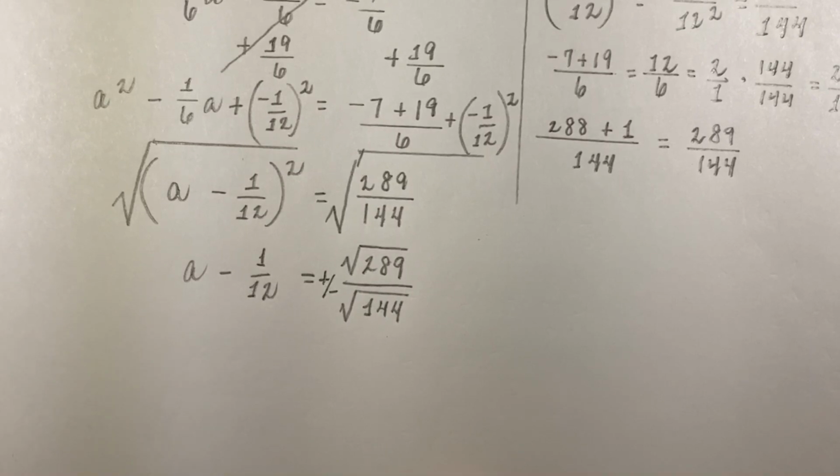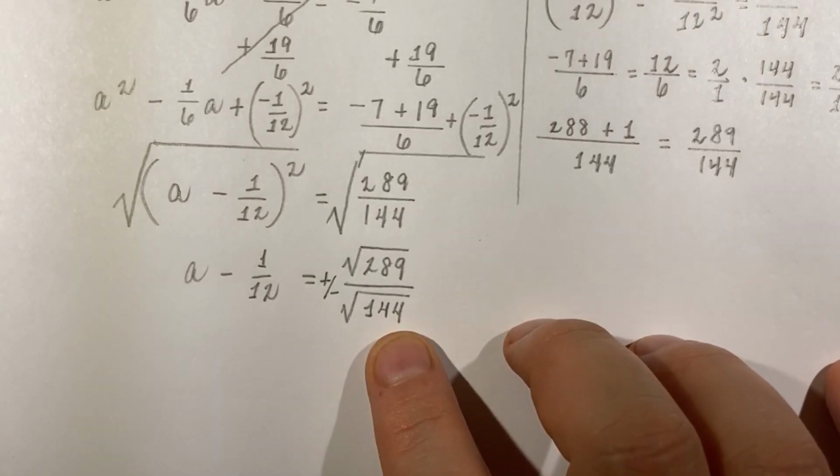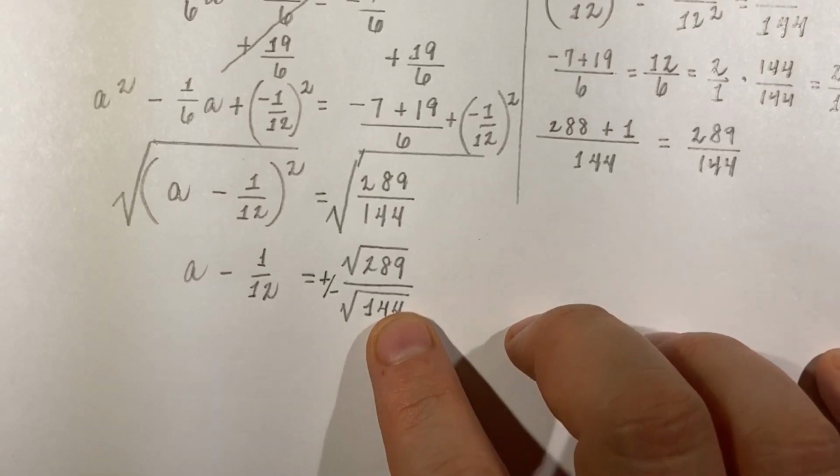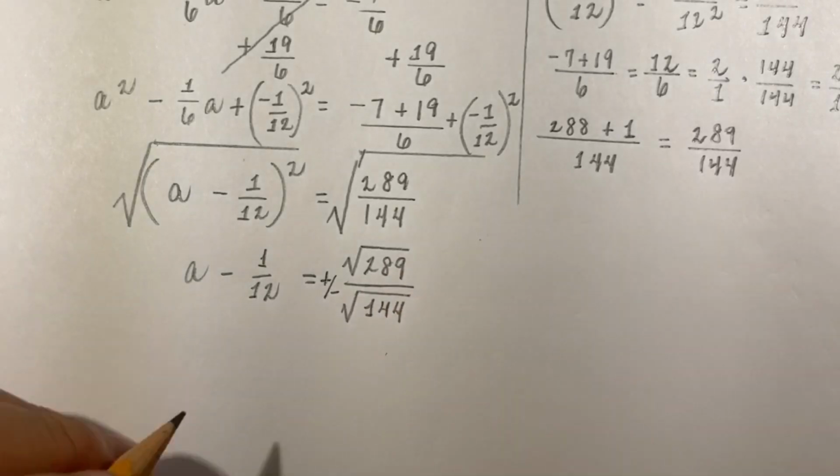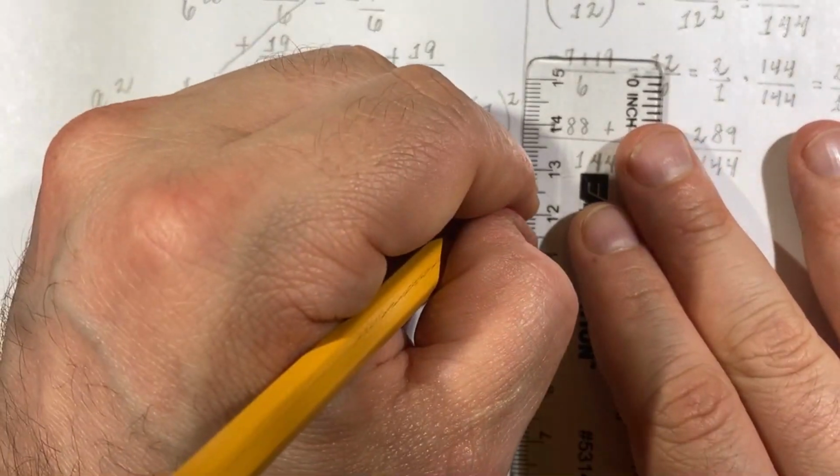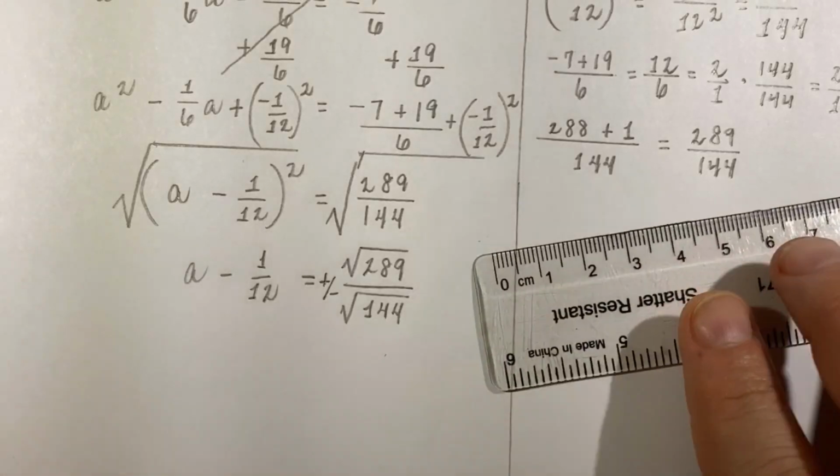And so we know that the square root of 144 is 12, but what about 289? So let's go over to side work and let's think about 289.